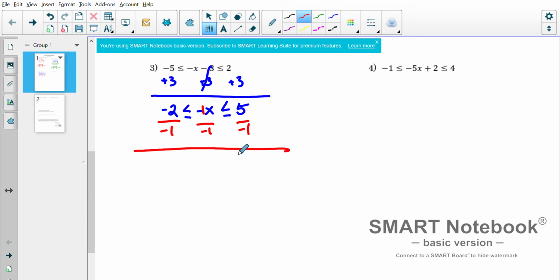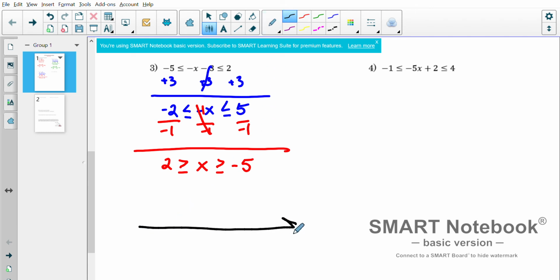When I divide by -1 on all 3 sides, -2 divided by -1 is +2. Remember, divided by a negative, flip your inequality symbols. Greater than or equal to. X, inverses canceled. Greater than or equal to, it flips both of them. -5.